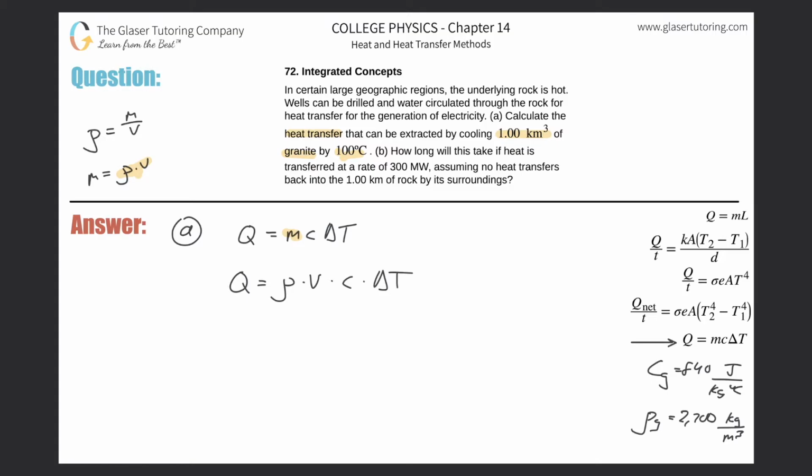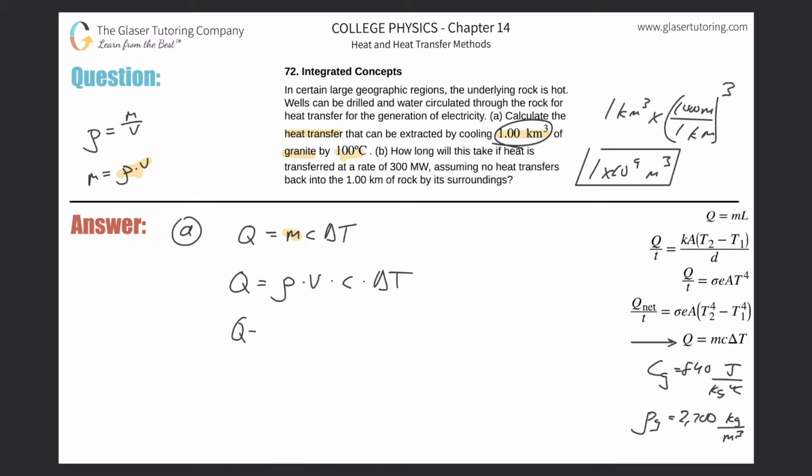Now the one thing is they told us it's 1 cubic kilometer, but you need cubic meters in our equations, and therefore we're going to have to do that conversion. So 1 kilometer cubed, kilometer on the bottom, meter on the top. 1,000 meters for every 1 kilometer, but that whole thing has to be cubed. So 1 cubic kilometer is then 1 times 10 to the 9 cubic meters. So this is the value you're going to be plugging into your formula.